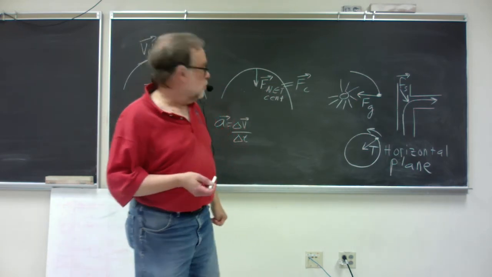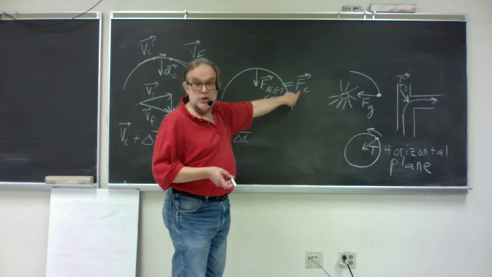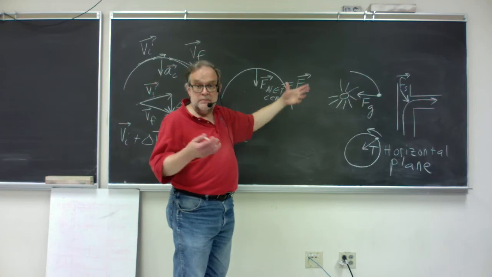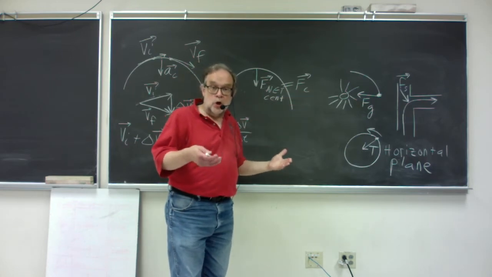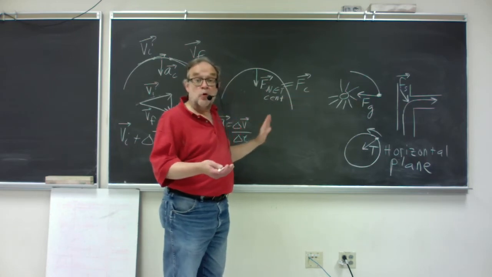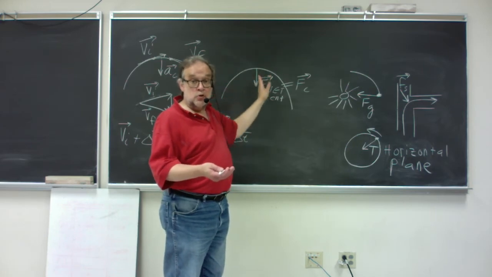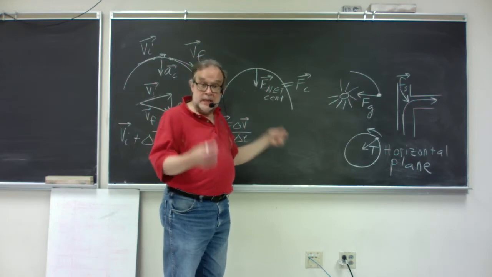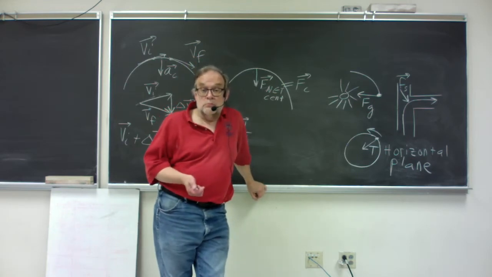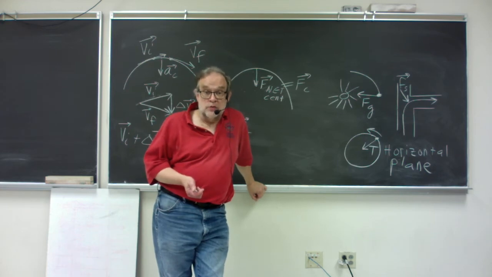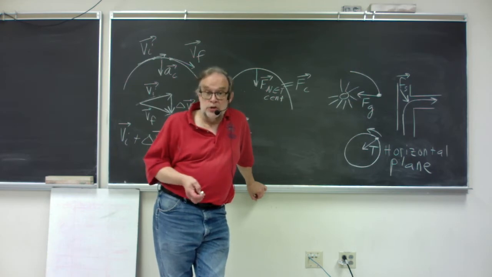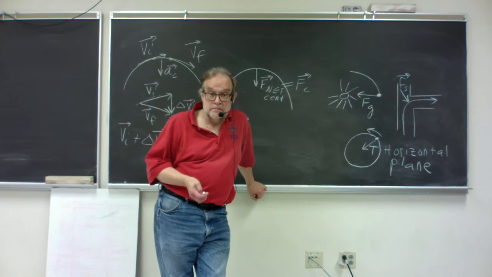Or for short, I'm just going to call it plain old Fc for centripetal. Fc, centripetal force, will always mean the net force pointing toward the center of a circular path. And there always is a force like that, a net force pointing in towards the center of the circular path. Any time there is motion in a circle, there's always that centripetal force.